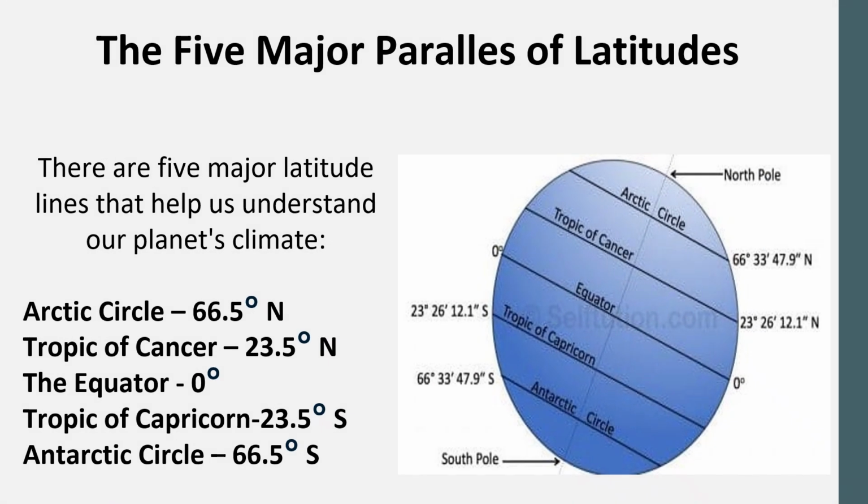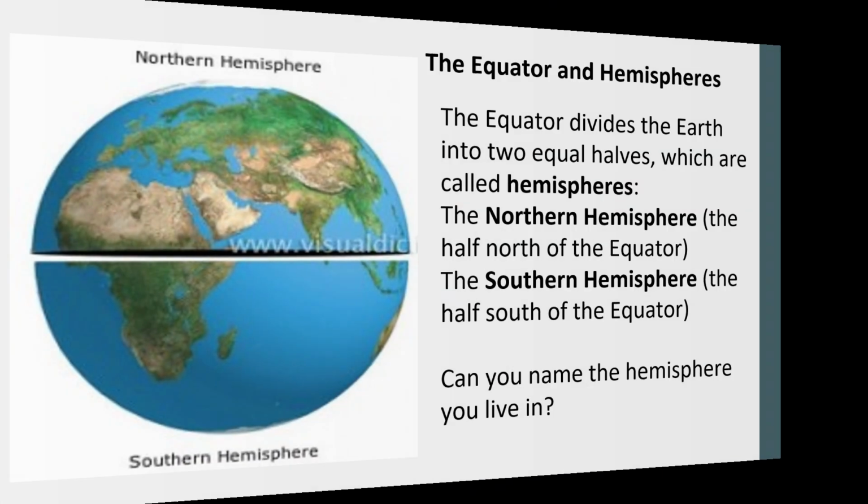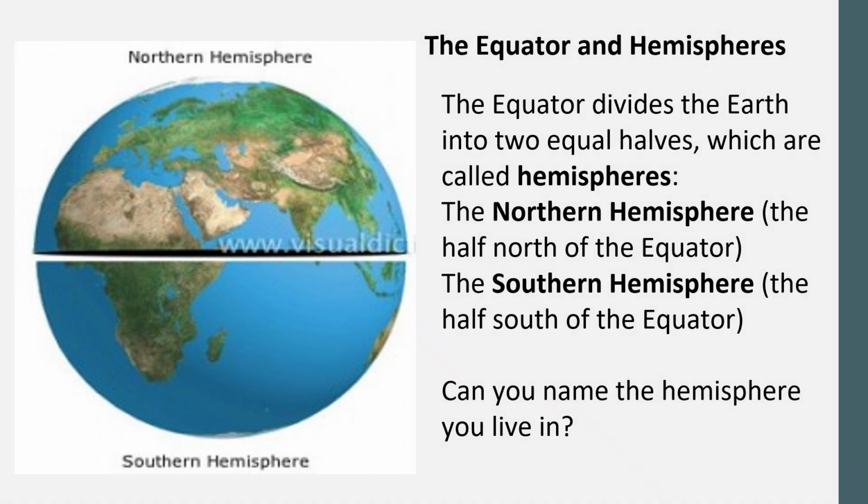The five major parallels of latitudes are Arctic Circle, Tropic of Cancer, the Equator, Tropic of Capricorn, and Antarctic Circle. The equator divides the Earth into two equal halves, which are called hemispheres, the Northern Hemisphere and the Southern Hemisphere. Can you name the hemisphere you live in?